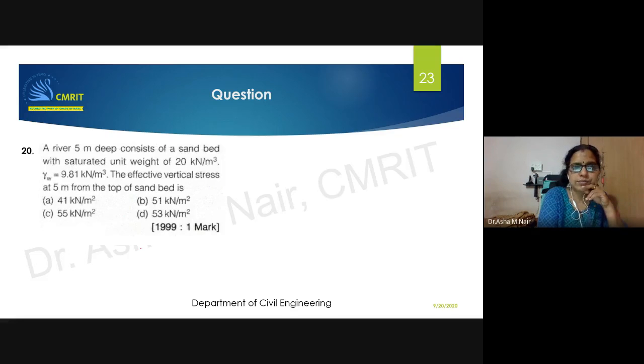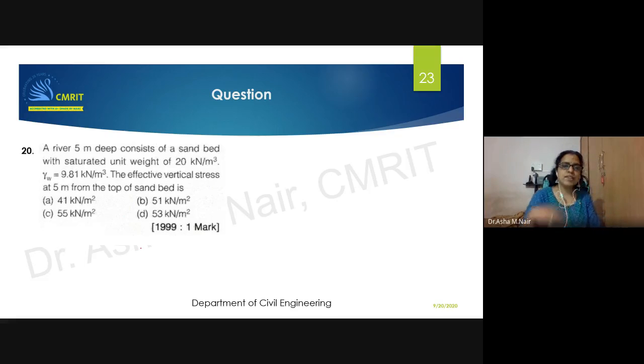Next question. A river 5-meter deep consists of a sand bed with a saturated unit weight of 20 kilonewton per meter cube. Gamma W is equal to 9.81 kilonewton per meter cube. The effective vertical stress at 5 meter from the top of the sand bed is.